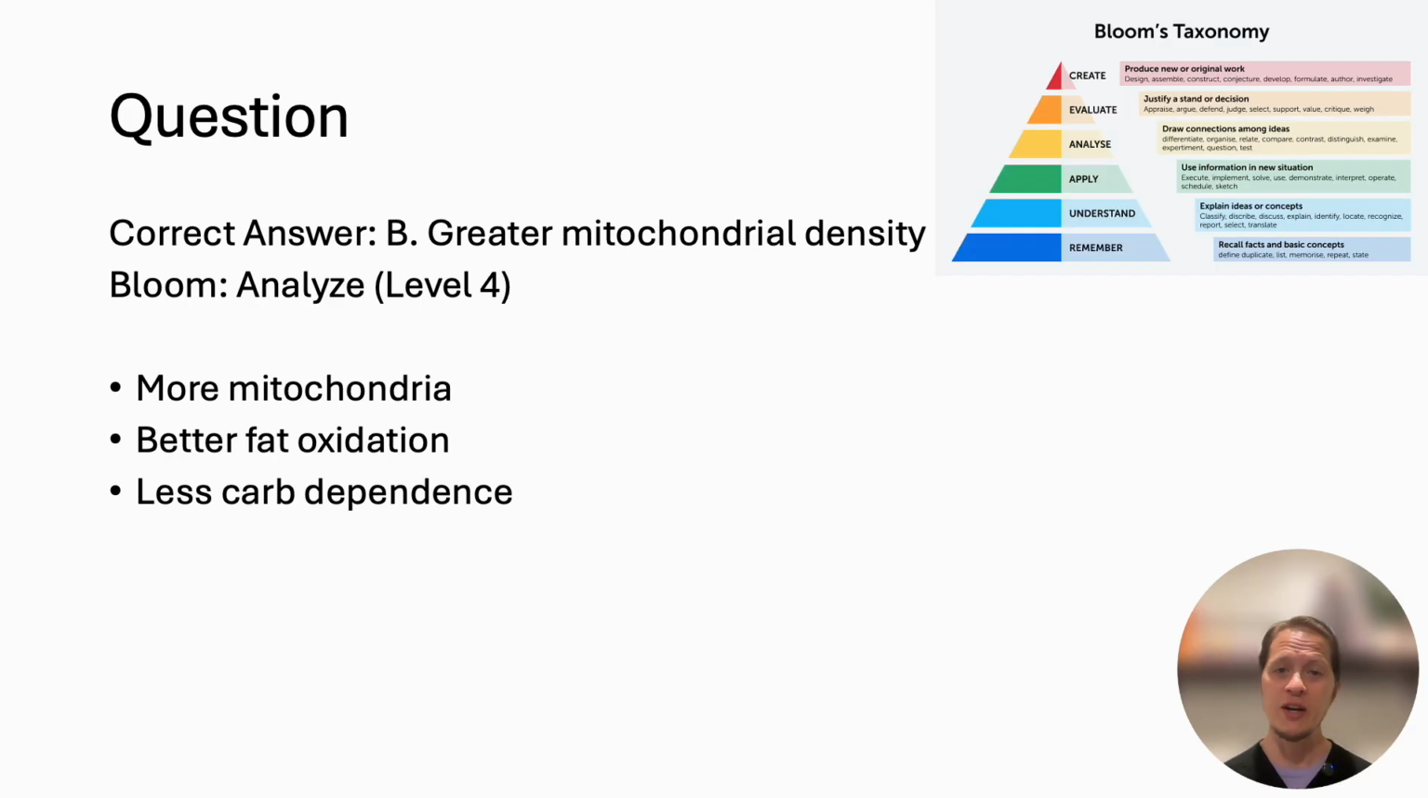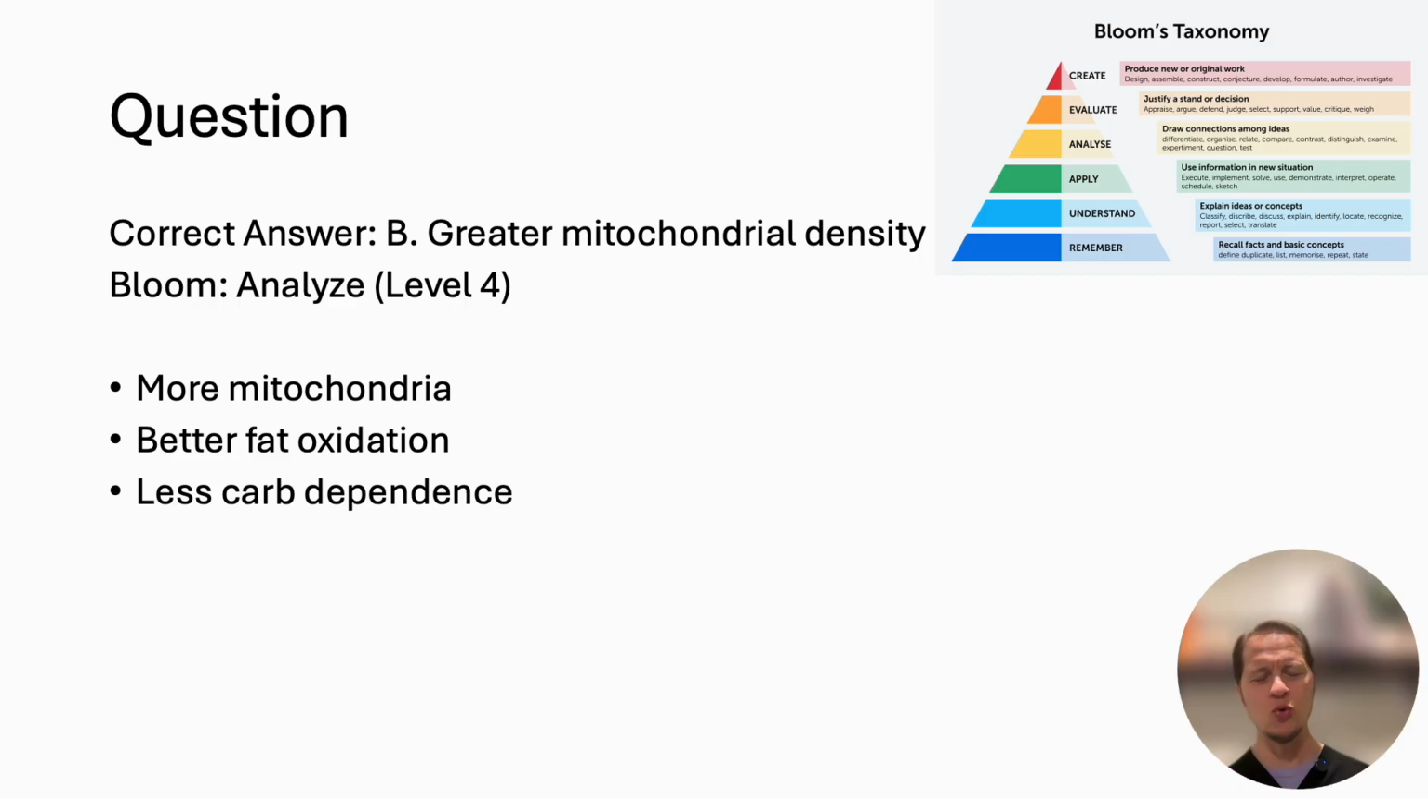And the answer is B, greater mitochondrial density. This one's a hard one. That's why it's all the way up in the analyze level of Bloom's taxonomy. Elite athletes burn more fat at higher intensities, and therefore they're going to spare glycogen and keep, as a result, their RER, the respiratory exchange ratio, lower, even at higher absolute speeds.